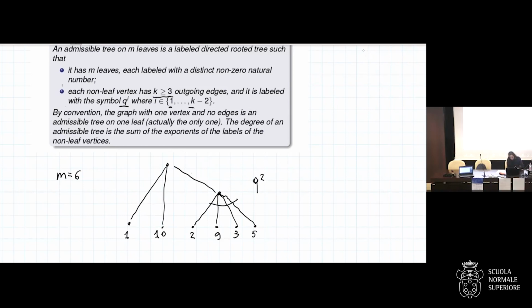Now, for this internal vertex, we have no choices because the label has to be between 1 and 3 minus 2, which is 1. So this is a q to the 1. And now this tree comes with a degree, and the degree of an admissible tree is the sum of the exponents we find in its internal vertices. So in this case, the degree of t is 1 plus 2 equal to 3. Okay, so we have these objects, which we called admissible trees.